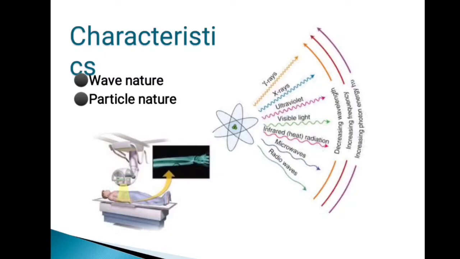Okay, next is the characteristics of X-rays. The X-ray characteristics depend on the wave nature and particle nature, how the X-ray waves are produced, and also how the electron particles penetrate in an X-ray. This image shows the different types of rays, and basically X-ray has a decreasing wavelength, increasing frequency, and increasing photon energy, but it is directly opposite to radio waves.